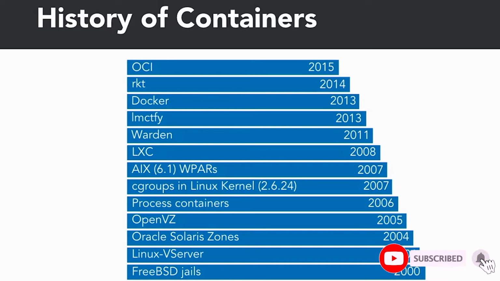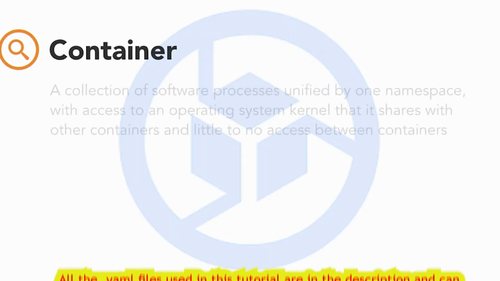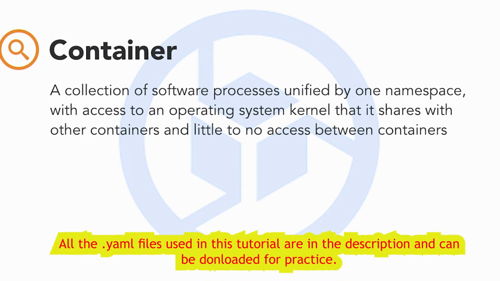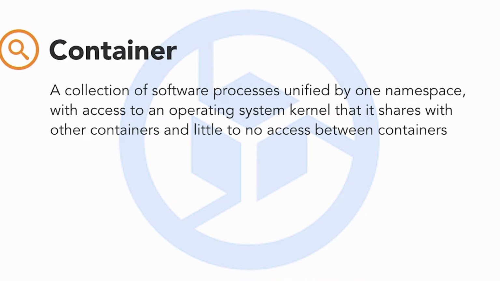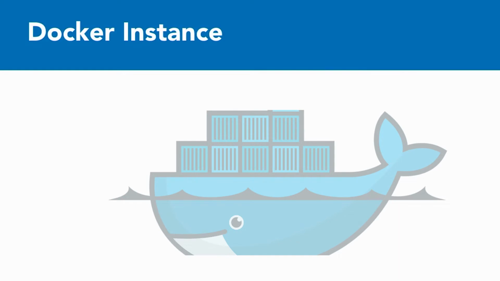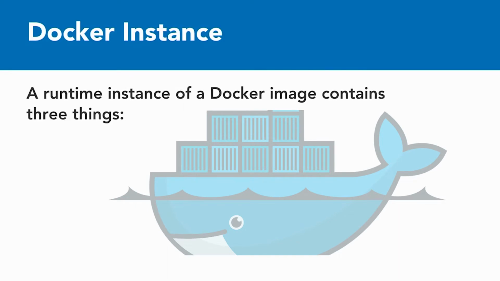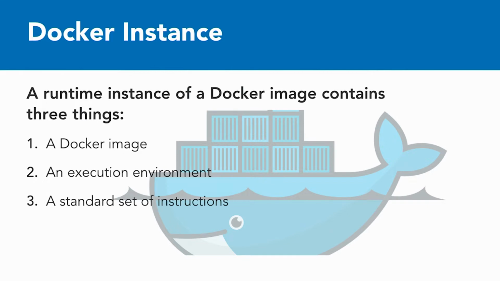They've existed for a number of years and have taken many forms before the creation of Docker, as you can see here. In general, a container is defined as a collection of software processes unified by one namespace, with access to an operating system kernel that it shares with other containers, and little or no access between them. Docker modifies this definition by saying that a container is a runtime instance of Docker images that contain three things: a Docker image, an execution environment, and a standard set of instructions.